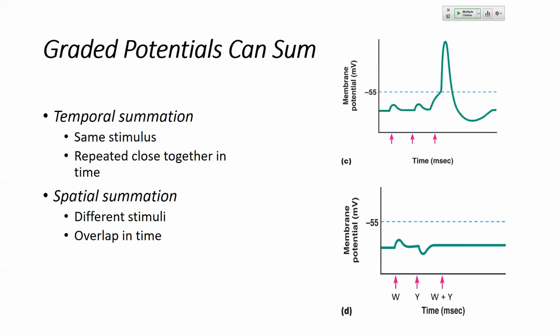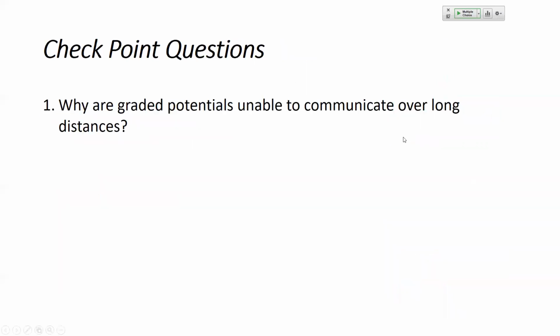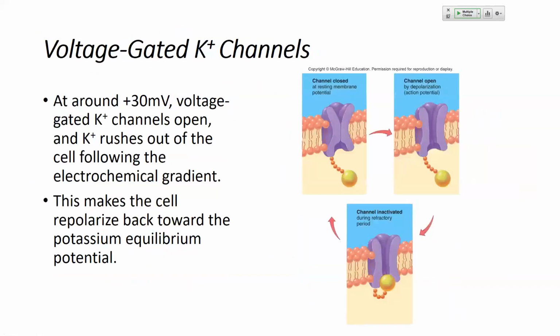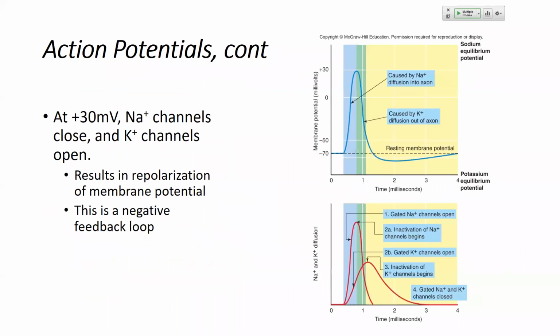So I'll say it this way. Action potentials are composed of many graded potentials that have summed together. But graded potentials are not all action potentials. Does that make sense? The graded potentials are not action potentials, but action potentials are the summation of many graded potentials. Okay. Any other questions on that?